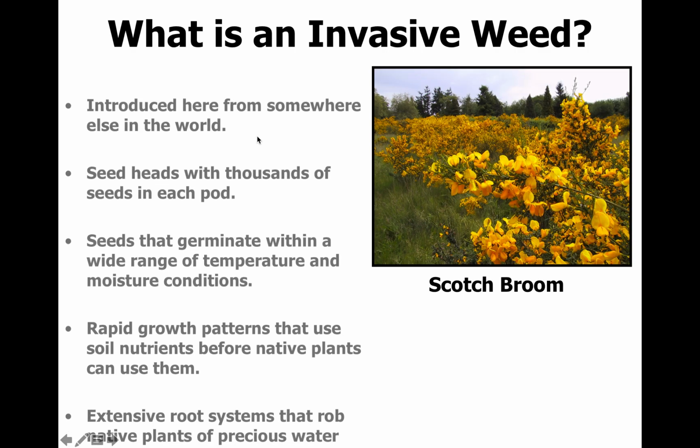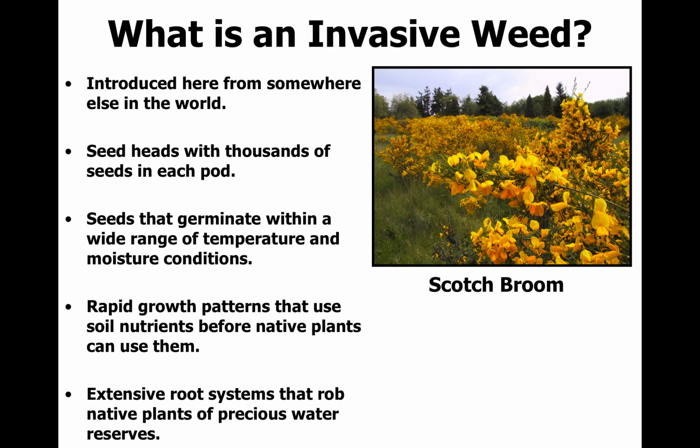An invasive weed is one that was introduced here from somewhere else in the world. It has seed heads with thousands of seeds in each pod. Seeds that germinate within a wide range of temperature and moisture conditions. This makes sense because that's why it was able to come from somewhere else in the world and do well here, because it's able to survive and produce more flowers in a range of climates.